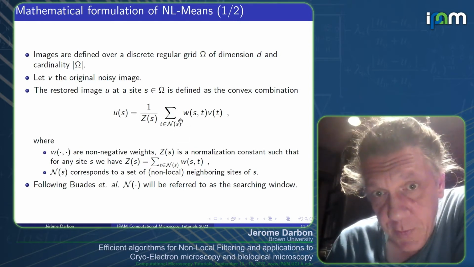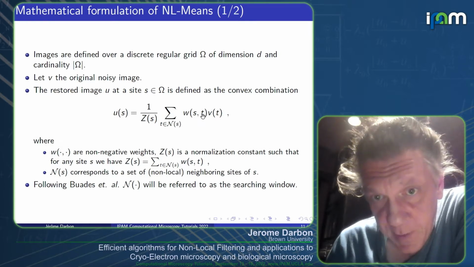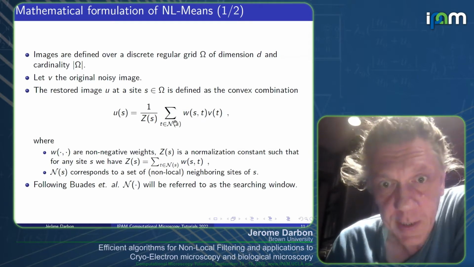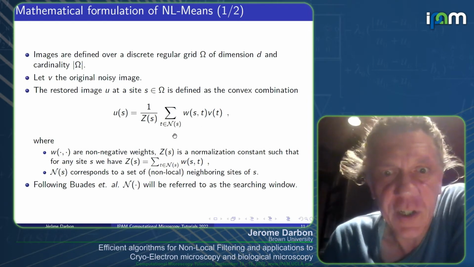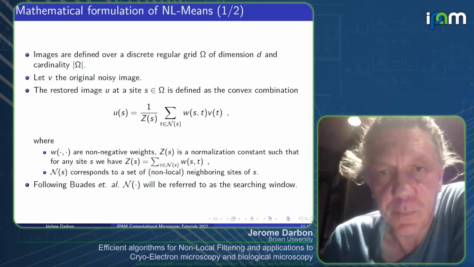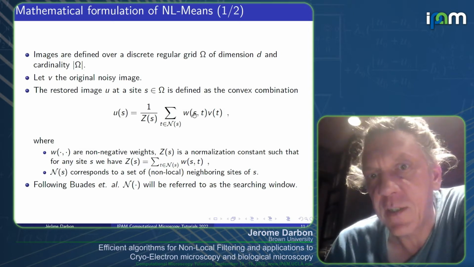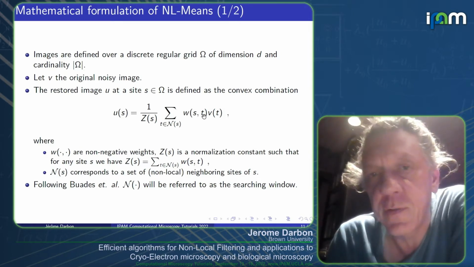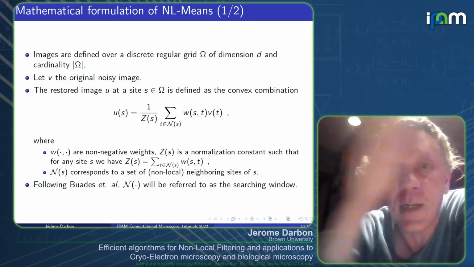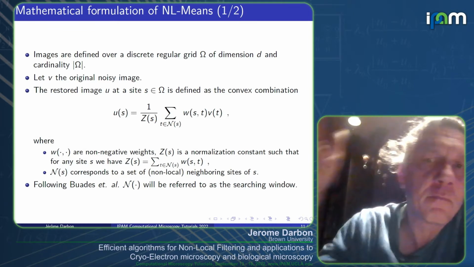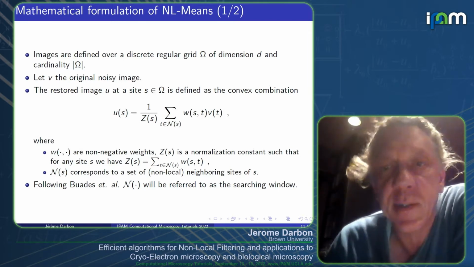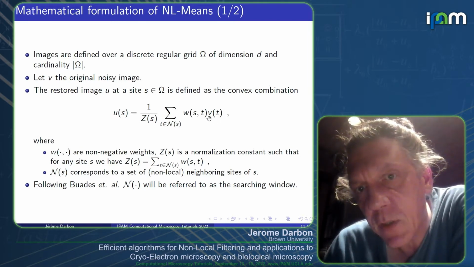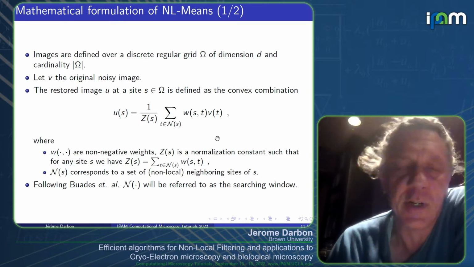The way we're going to search for those pixels that I call here T, they live in what we call the searching window. So essentially, you want to denoise S, and then you're going to look at pixels T that are in a window as large as you can around S, so that you will find good candidates to perform this average.